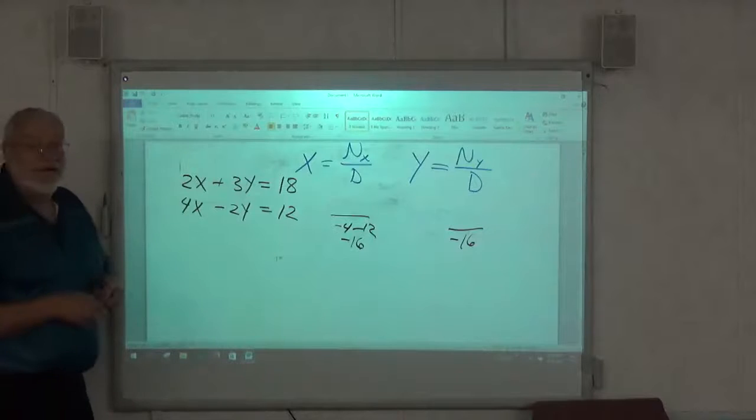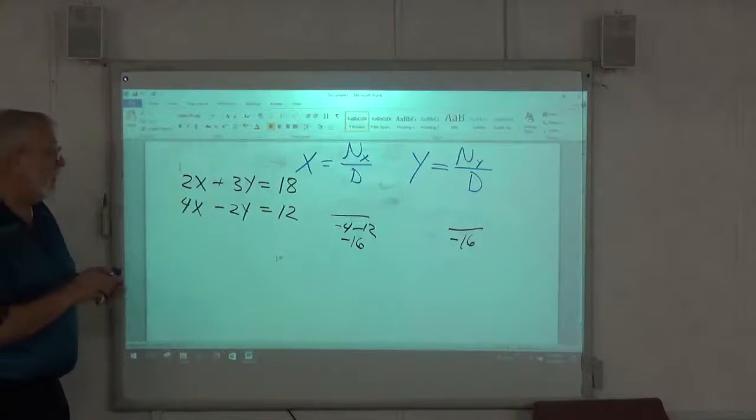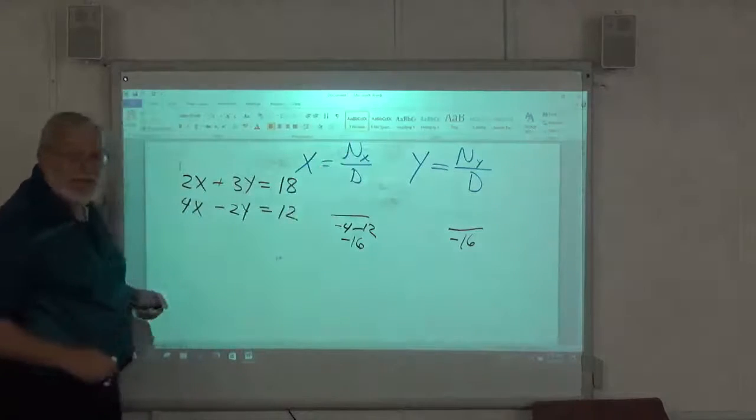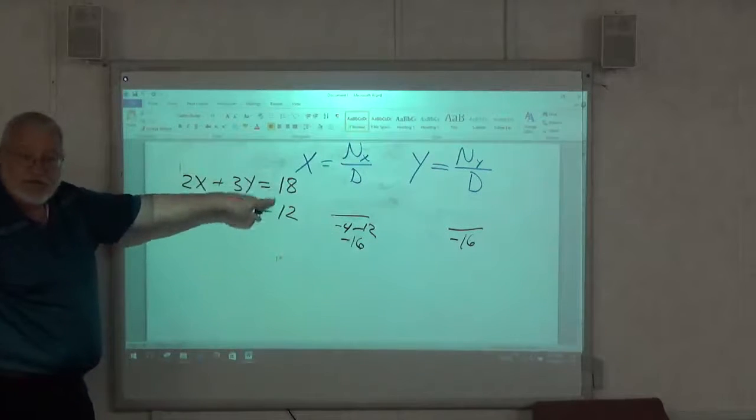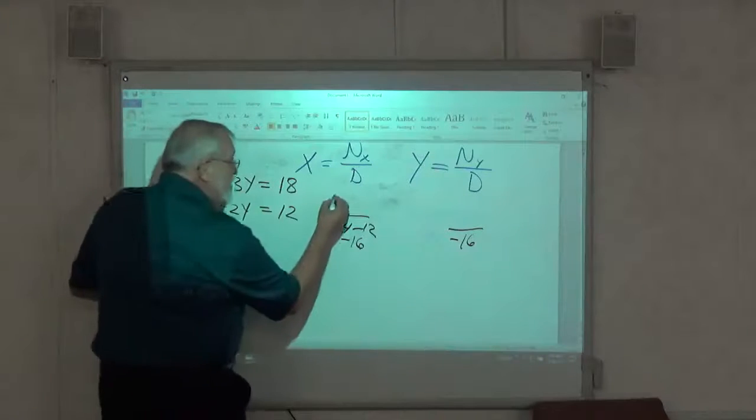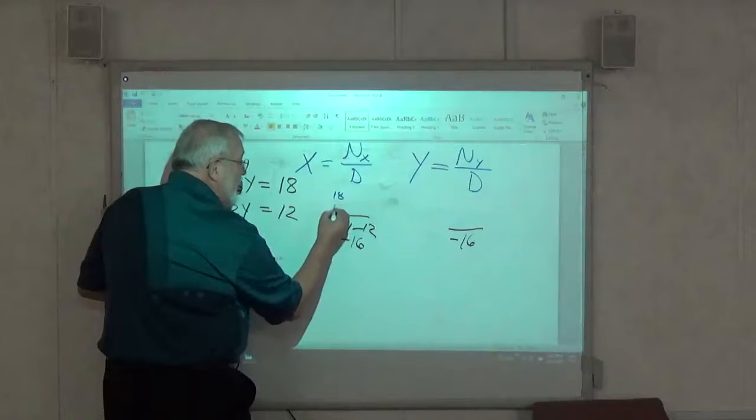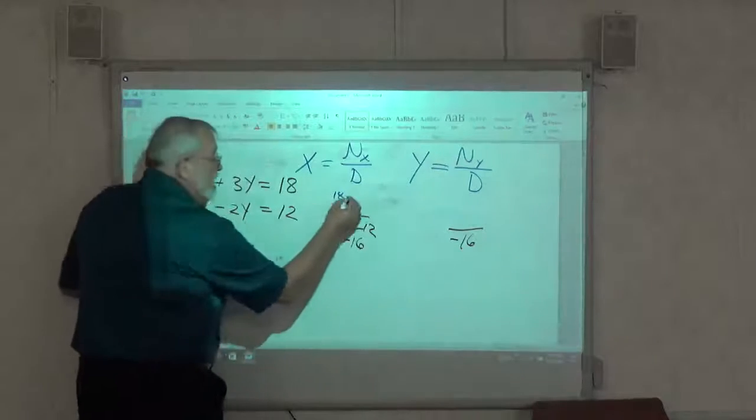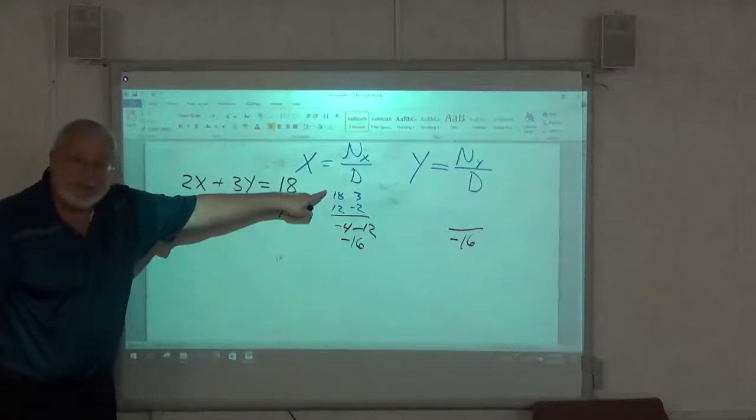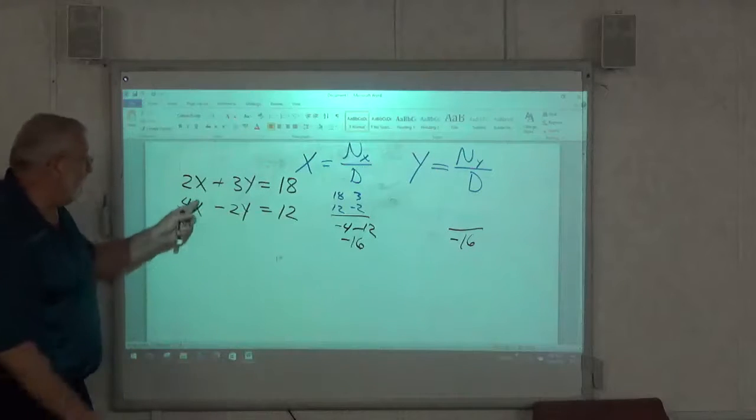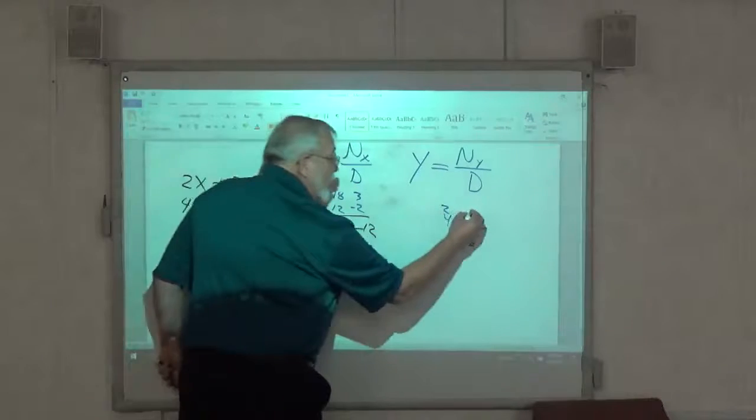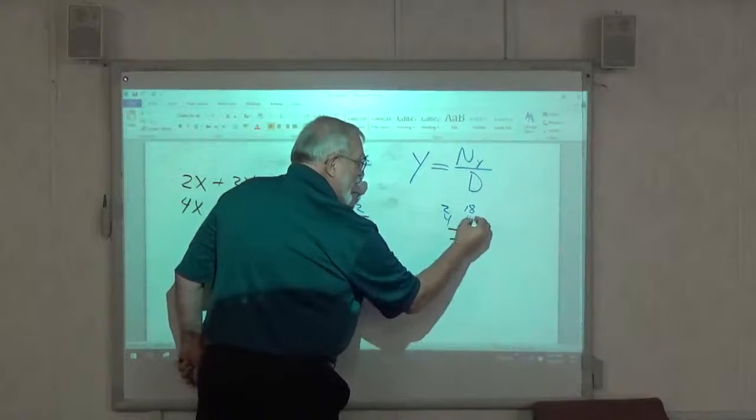Okay? Now, this is the harder part. We need another matrix that's up here. We're going to take these two things that are the answers, and we're going to replace them where the x is. So that's going to make this 18 and 12. These two stay the same, 3, negative 2. That will replace the x, so that'll find the x. The other one, we'll take the 2 and the 4 and replace the y with the 18 and 12.